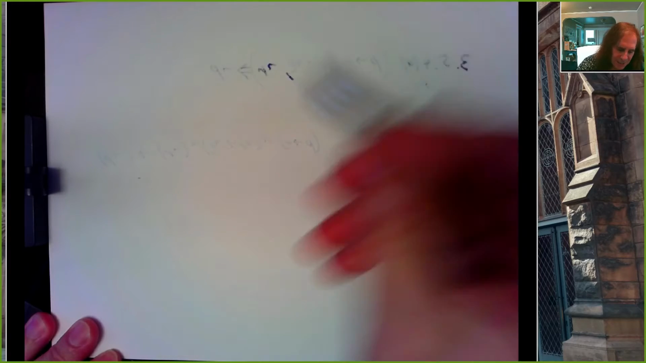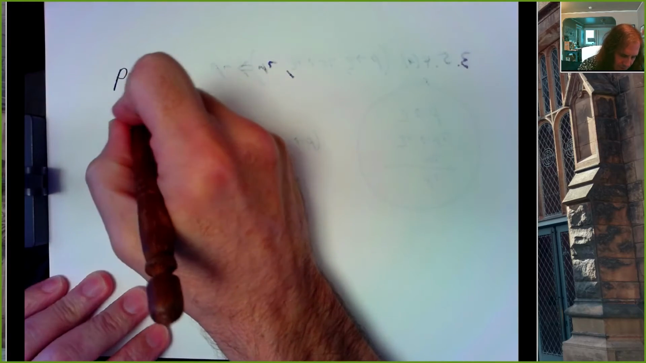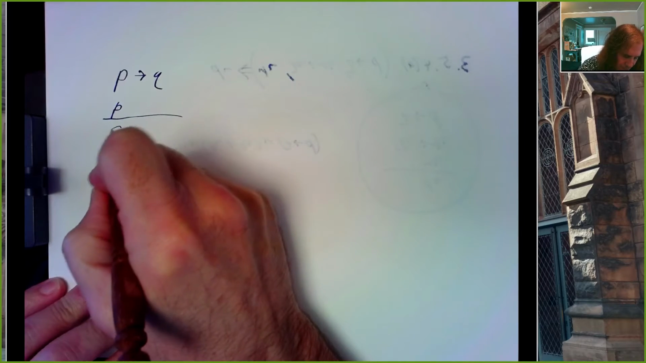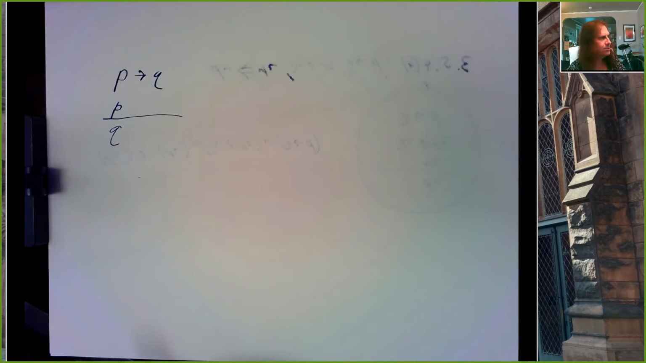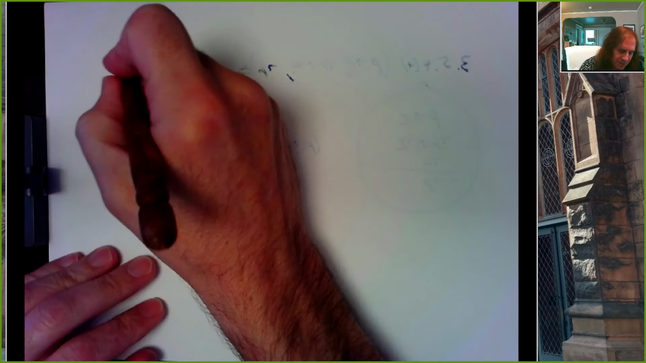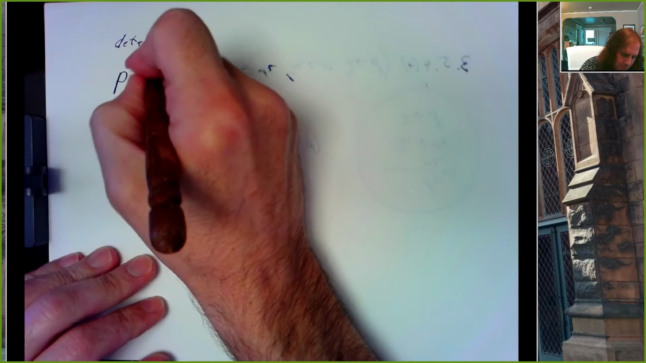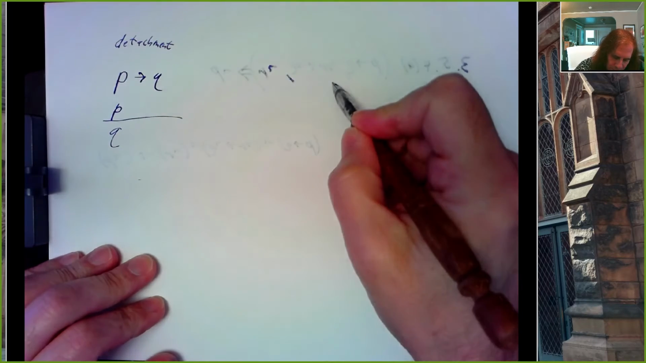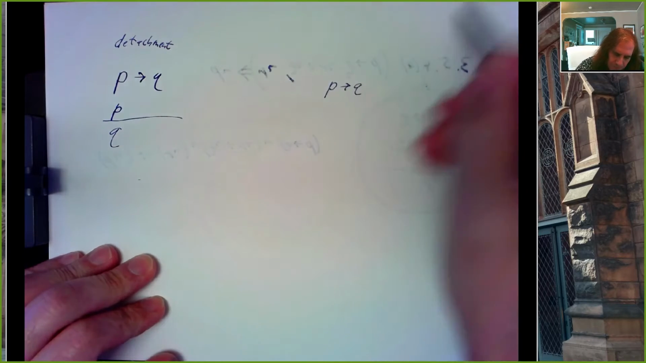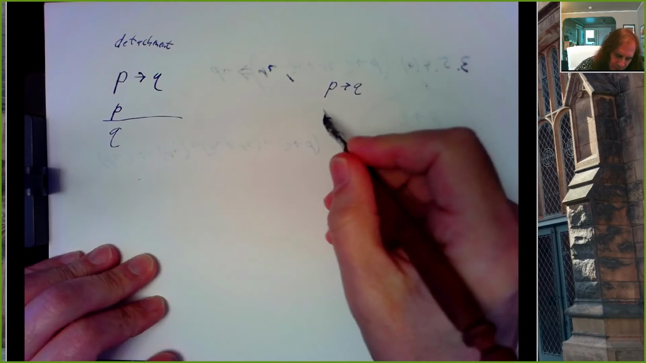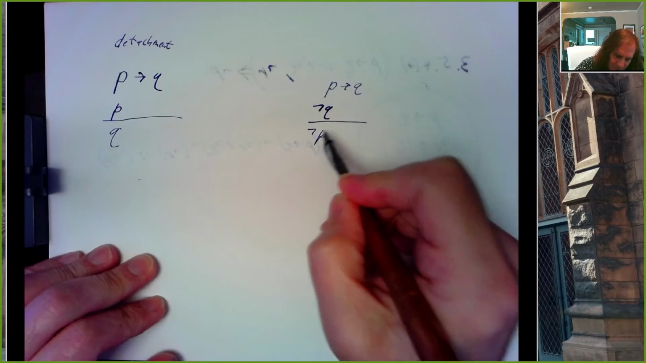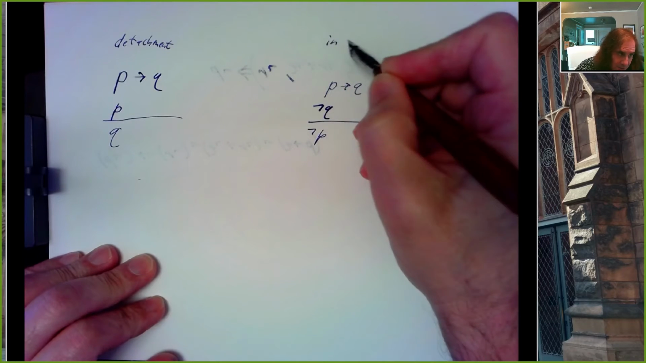So we know about detachment, right? Given that P implies Q and P is true, we can safely conclude Q. That's detachment. We also know if P implies Q and Q is false, P must be false. That's indirect reasoning.